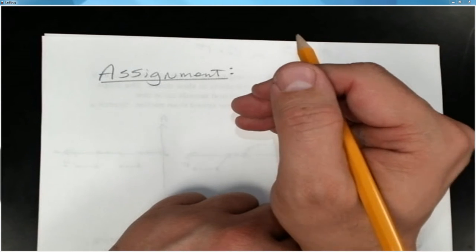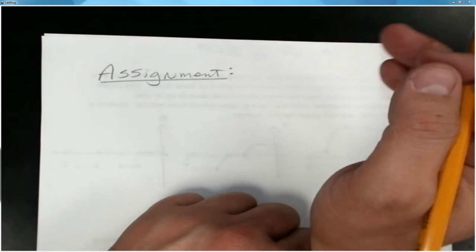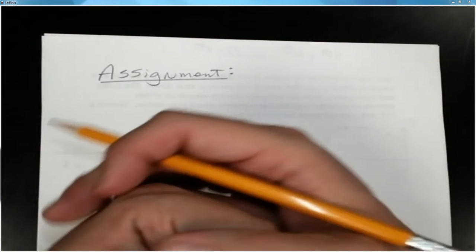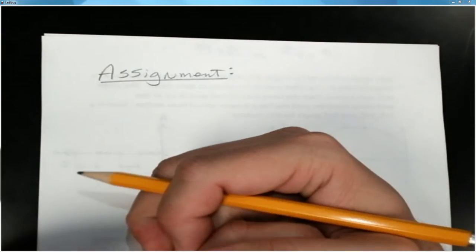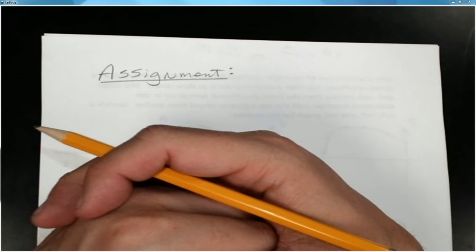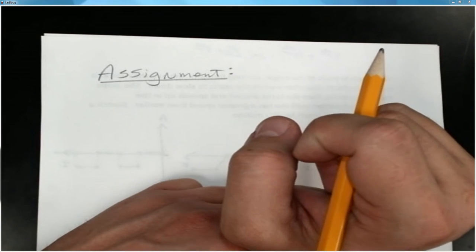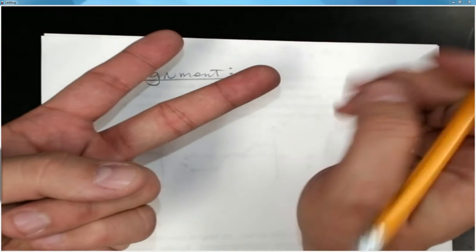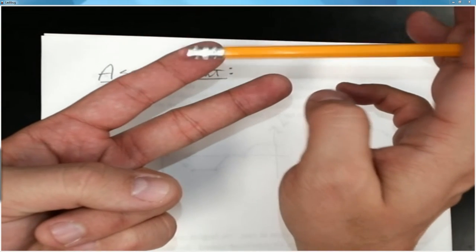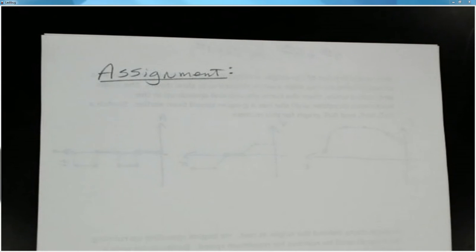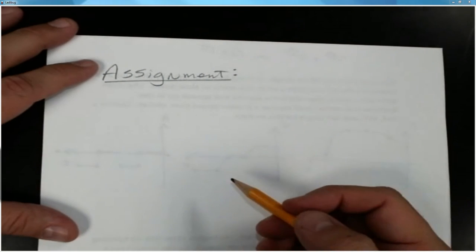By the way, yesterday I gave you an assignment. You had to draw 6 graphs from the words I put on the board. I will be checking those 6 graphs tomorrow, and then I will also be checking this assignment tomorrow. So you'll have 2 assignments due tomorrow. One of them is 6 graphs from yesterday, and then there's this assignment. So here's the assignment for today.